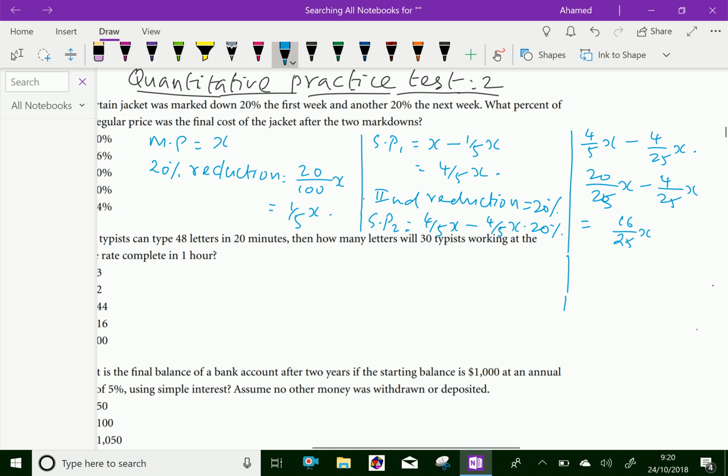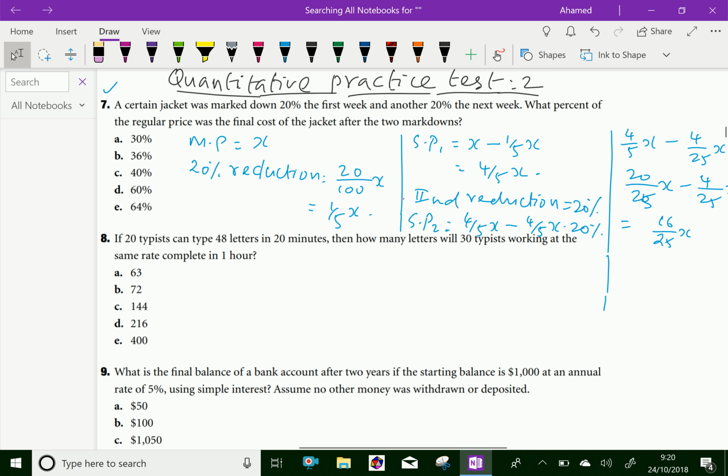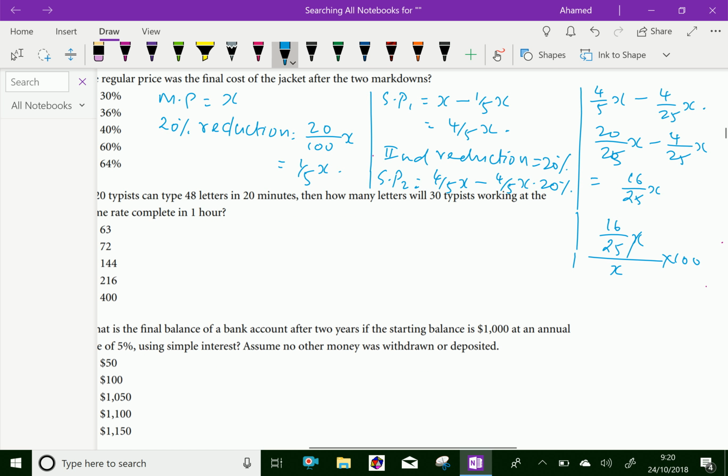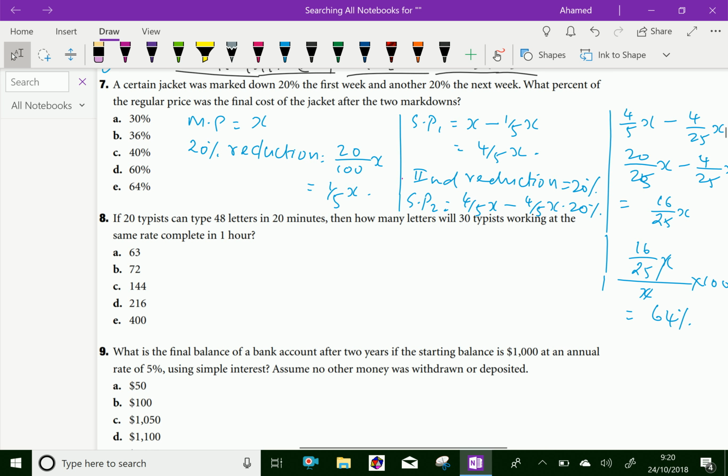Now we have to find what percent of the regular price was the final cost of the jacket after the two markdowns. Here the ratio is 16 over 25 x, the original cost is x, into 100. The x and x cancel, and 100 over 25 is 4, and 4 into 16 is 64, so 64%. So our option is 64%, that is E.